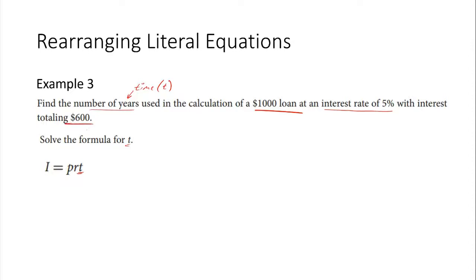All right, so your interest was 600 bucks. So your interest is I. Your rate is 5%, and your loan, otherwise known as your principal amount, is P. Principal is the original amount of your loan.